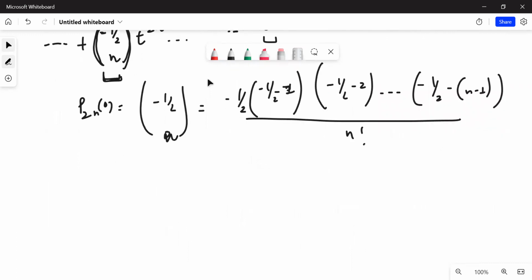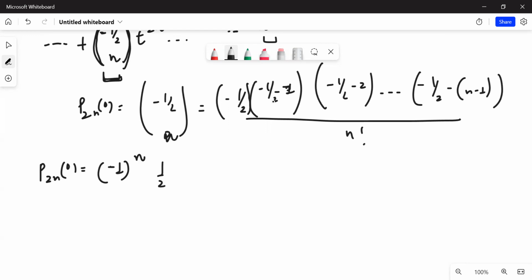Yes sir. Okay. So your P2n 0 would be equal to, let me write it carefully. I think let's take the minus common out from everything. How many minus signs will come? How many brackets are these? If I take this also in a bracket, I think there are n brackets: -1/2 -0, -1/2 -1, -1/2 -2, up to -1/2 minus (n minus 1). So you have n brackets here. Is that clear?